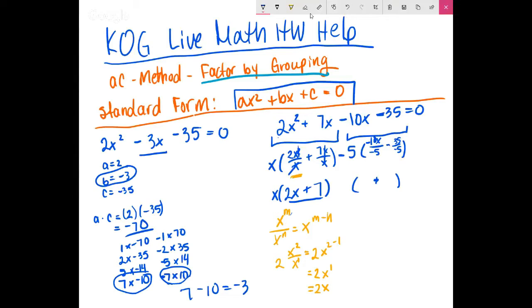Negative 10 divided by negative 5 is positive 2x. And then negative 35 divided by negative 5 is positive 7. Yes, it is. Remember, equals 0 on that side. Positive 7. So I'm just going to write this negative 5 here because that's where it goes. Yay, we completed the goal. The goal was to get two binomials in the parentheses that were the same thing. Okay, let me erase this.